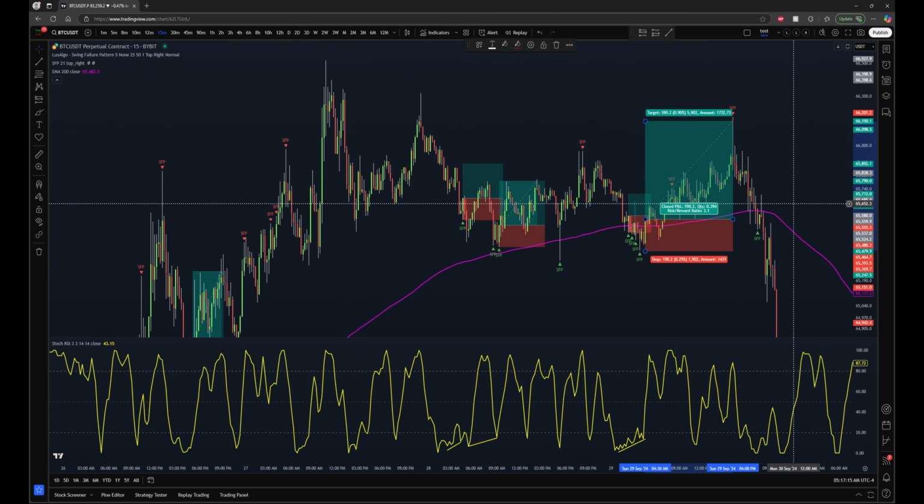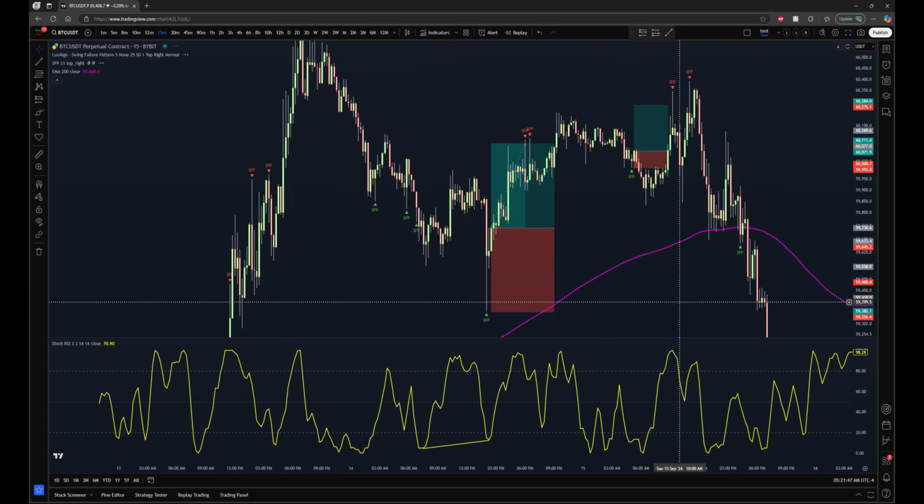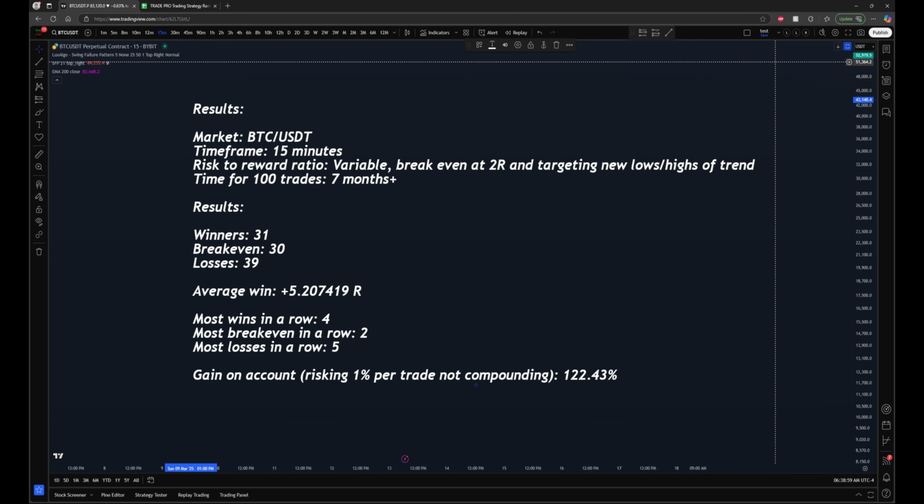All right, the results are in, and we have a new first place holder on the strategy ranking spreadsheet. So let's cover the results and then take a look. This was tested on Bitcoin USDT 15-minute time frame using the variable risk to reward ratio, so break even at 2R, then targeting new lows or highs of the current trend.